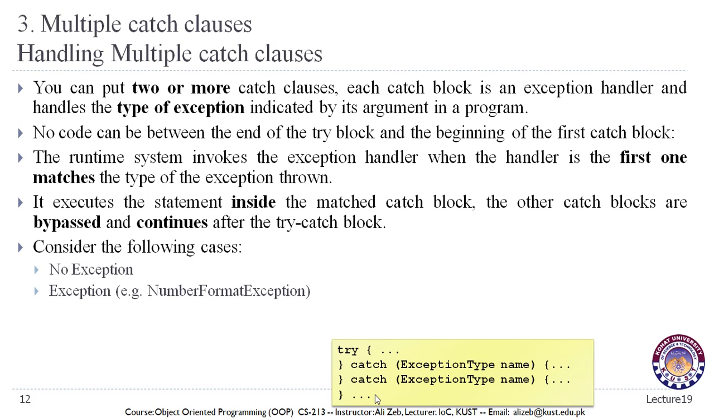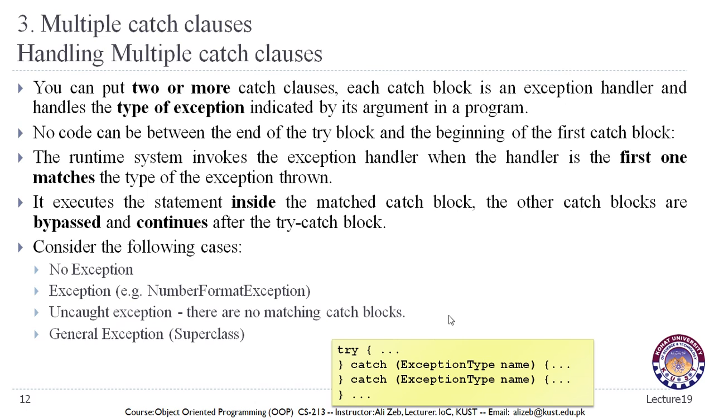If there is a number format exception, or if there is an uncaught exception, for example, if there is an exception in our code and none of these catch blocks were able to catch it, that might be one situation, and we might use a general exception. We will look at these situations one by one in our following slides. We can also mismatch the order of our exceptions in our catch blocks. We will have a look at this as well.